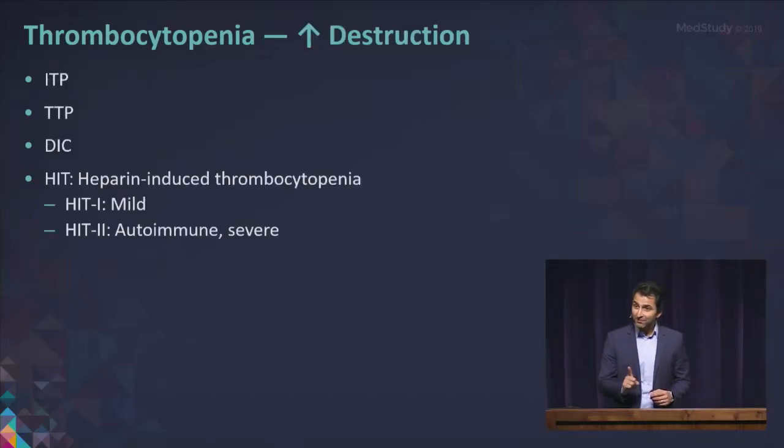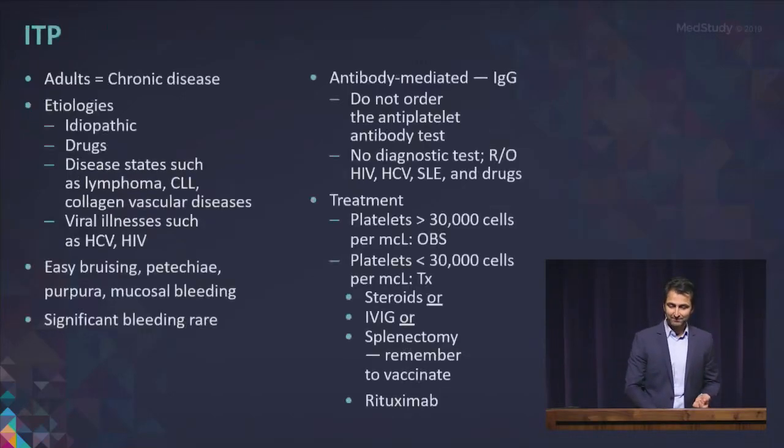Where I want to spend the time, though, is on increased destruction of platelets, because this is the exciting stuff for test question writers. And this is the stuff that, if you're doing rounds in the hospital, is of most immediate threat to your patients as well. So ITP, TTP, DIC, and HIT. Let's make sure that you're very comfortable, if you're given a low platelet count, knowing which of these they're expecting you to select.